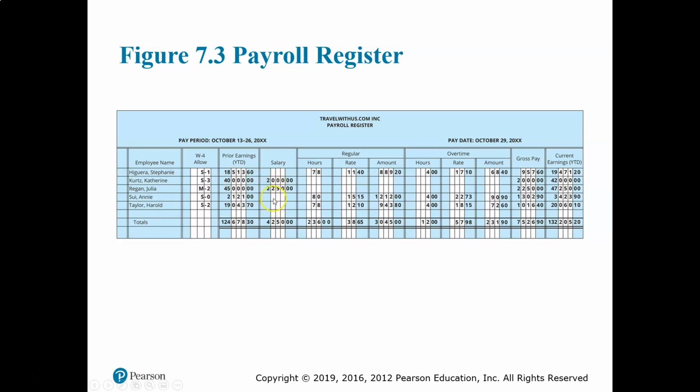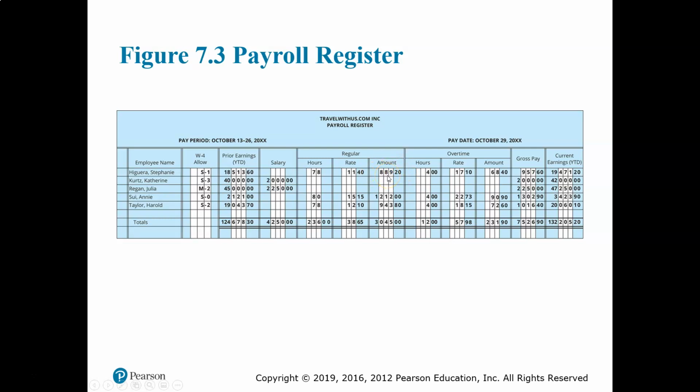So we have our salary. So only 2 employees are actually salary employees. So this is their salary for this time period, October 13th to the 26th. Then we have some hourly employees where the number of hours they worked during this 2-week period, the rate at which they're getting paid, and then you multiply that out, 78 hours times $11.40 per hour. So their paycheck would be $889.20. That would be the gross amount of pay.